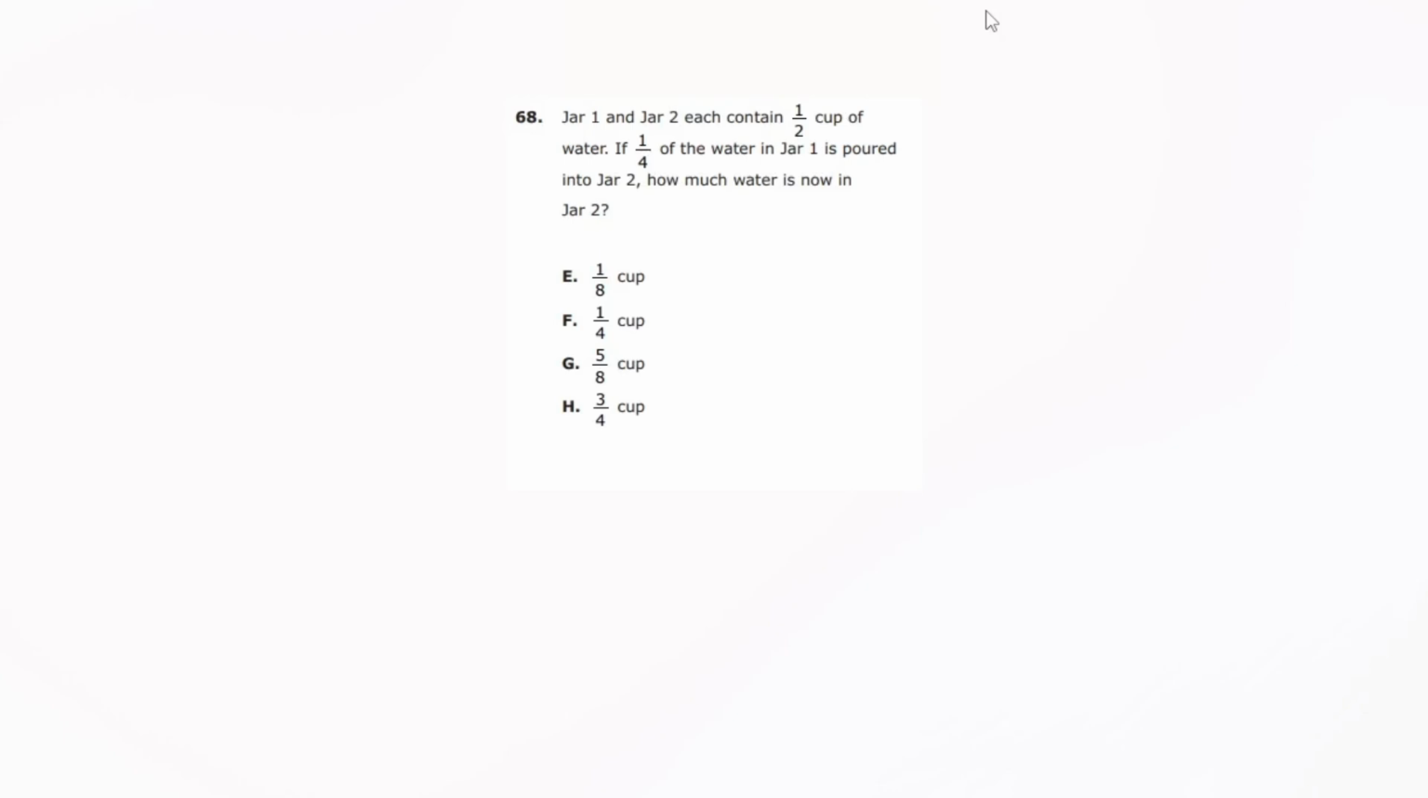We just do, if we ever see the word of, it's always multiplication. Just to note that, okay? So it would be 1/2 multiplied by 1/4. And you're looking at 1/8, okay? And that's the amount being poured.